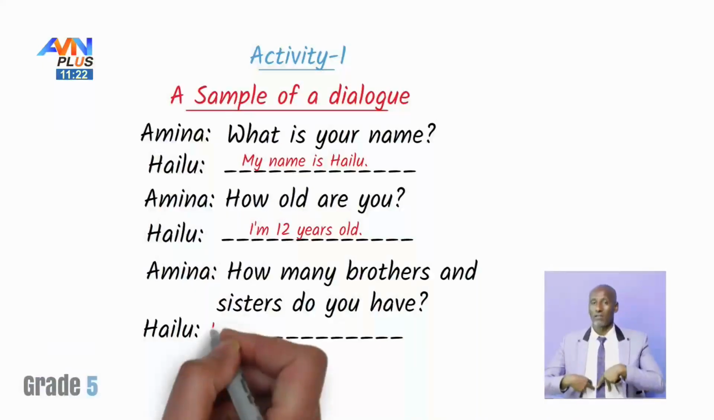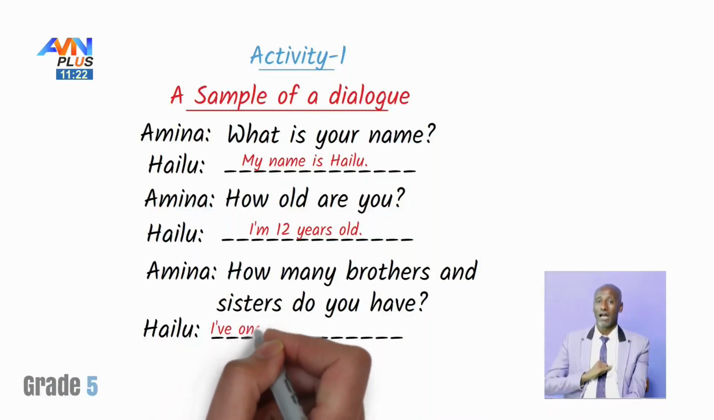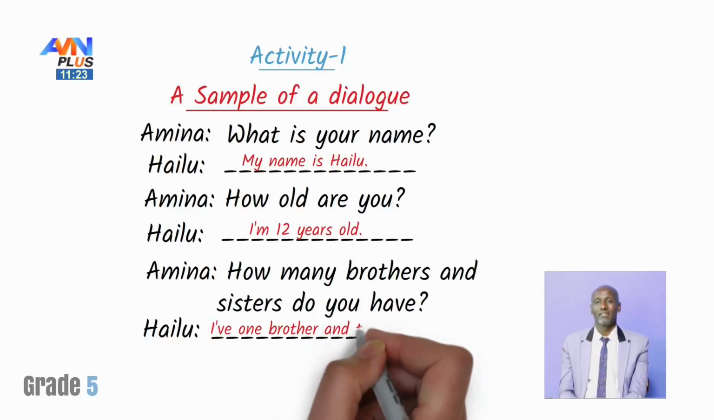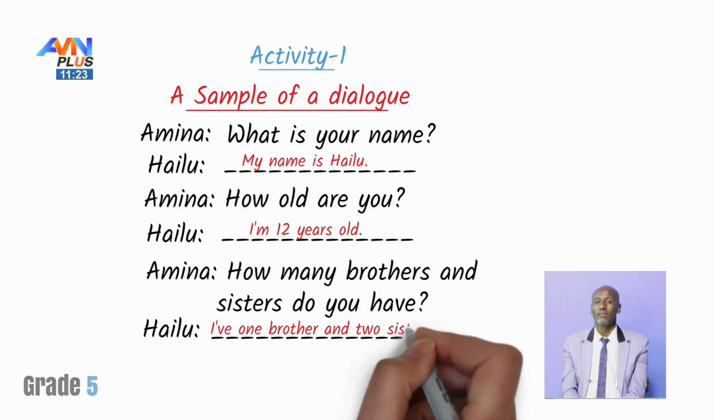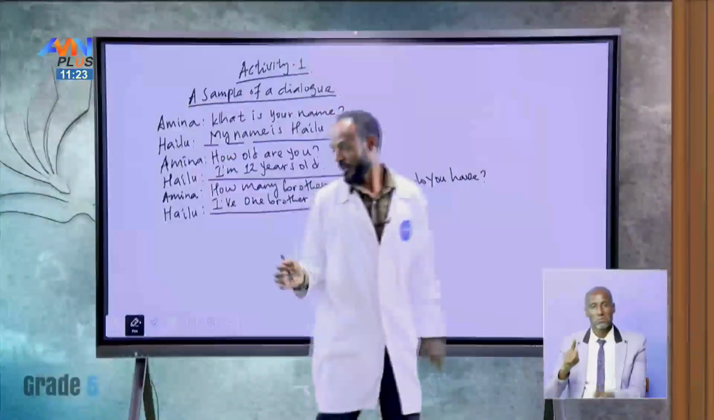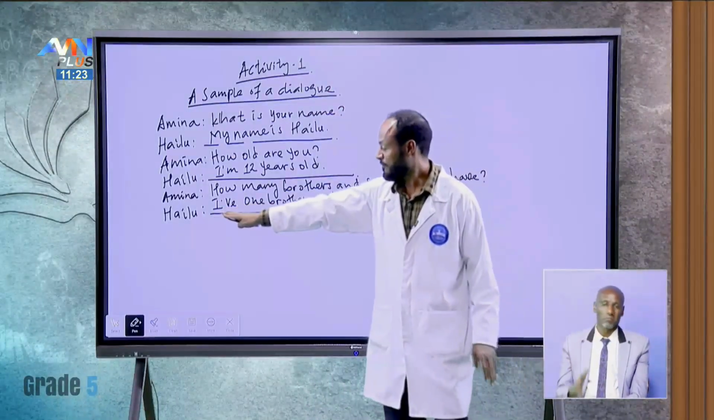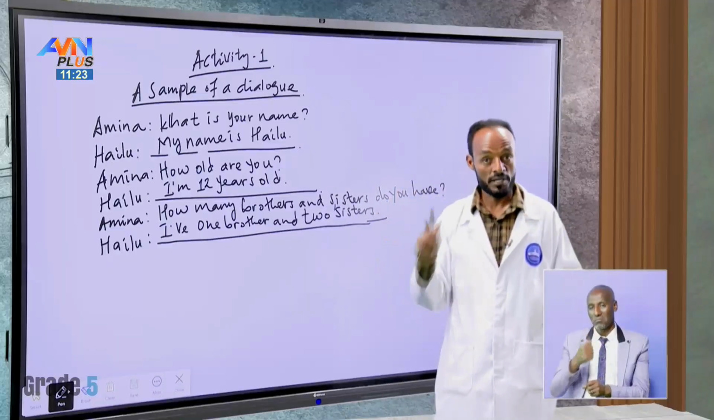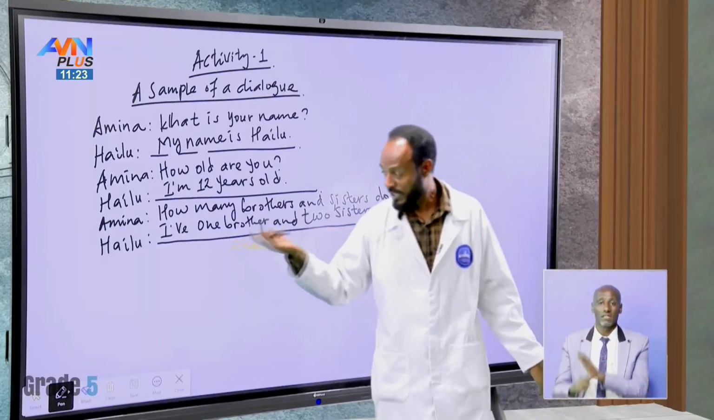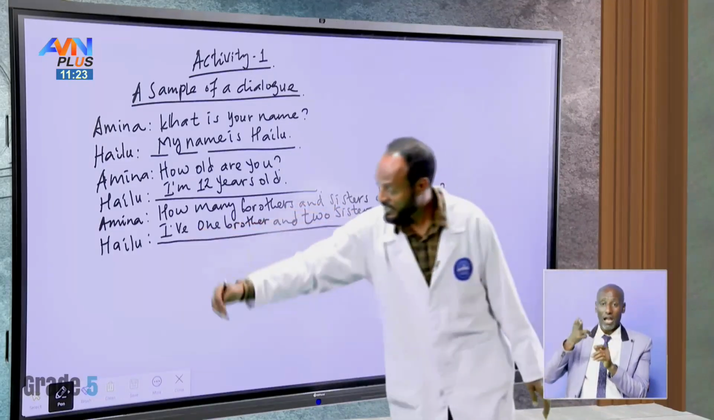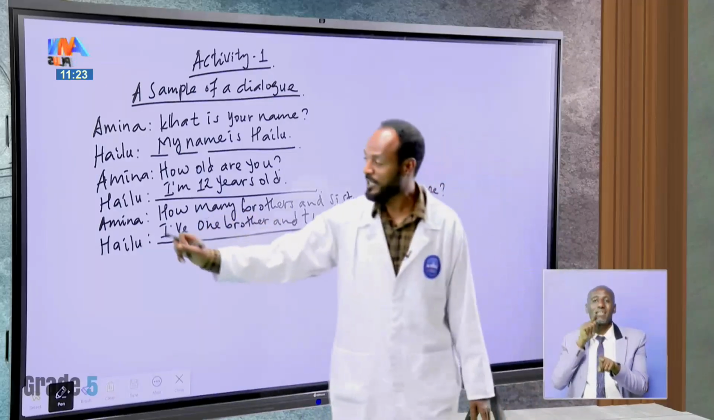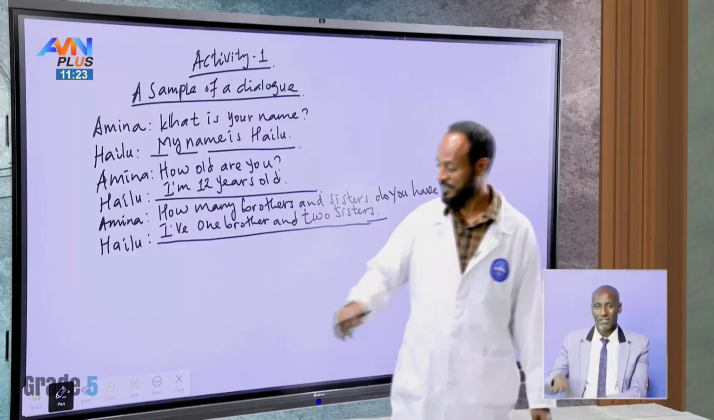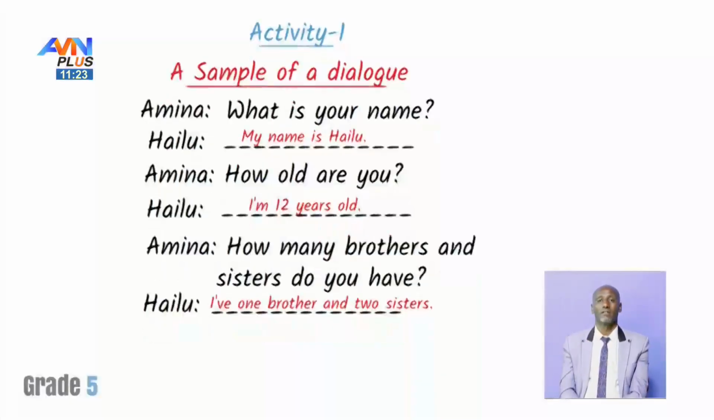Yes? You should say, I have, okay? I have 1 brother and 2 sisters. Okay, it depends. If he doesn't have a brother, he can say, I don't have a brother and I have 1 sister, okay? It depends on Hailu's brothers and sisters. I hope this one is clear because we're talking about ourselves. Isn't it? Nice student.